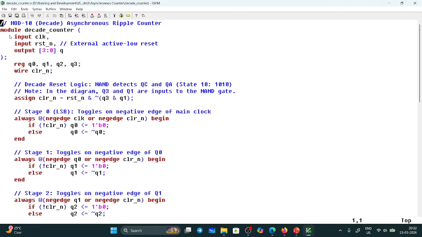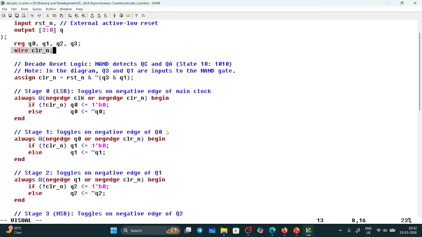I need to declare input clock, input reset_n, output [3:0] Q. Why? Because 4 flip-flops are there, no? So reg Q0, Q1, Q2, these are the internal outputs of the flip-flops, and wire clear_n. And how can I develop the reset logic? assign clear_n equal to reset_n and of not of Q3 and Q1. Stage 0 means it will always toggle. That means always at negedge of clock or negedge of clear_n, if clear equal to 0, it will be initialized to 0, or else Q0 equal to not of Q0.